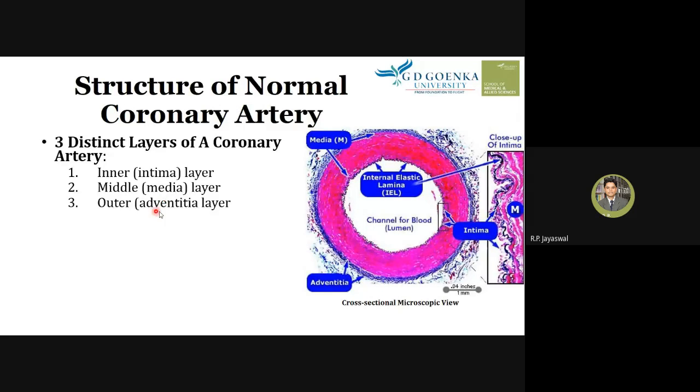And the outer layer is the adventitia layer. So you can see this one, adventitia. Above the middle layer, there is an adventitia layer. So this is also a thin layer. The inner layer is very thin, the middle layer is thick, and the outer layer is also thin. So this is what we have studied, the 3 layers we can see in the cross-sectional microscopic view of a normal coronary artery.